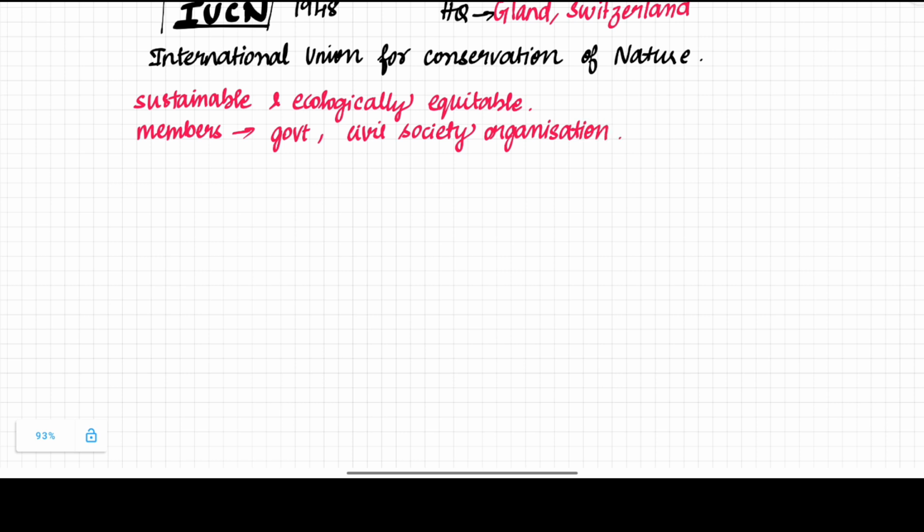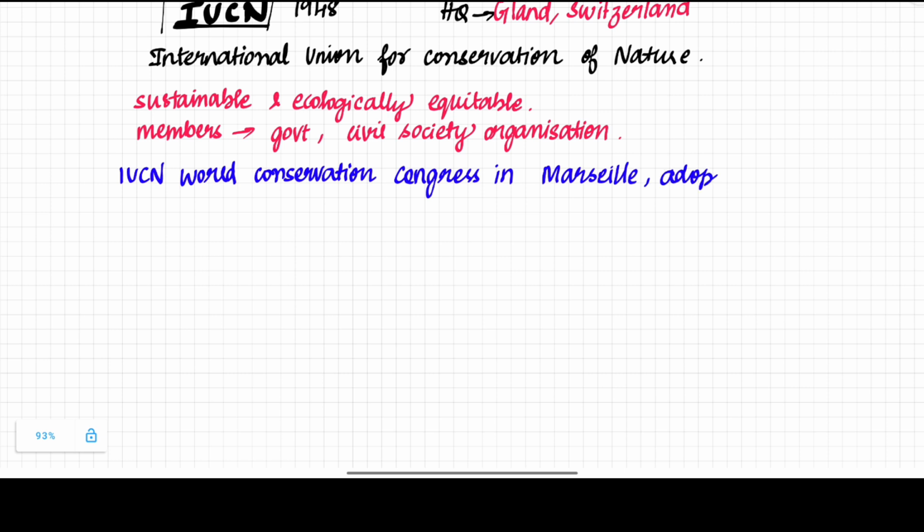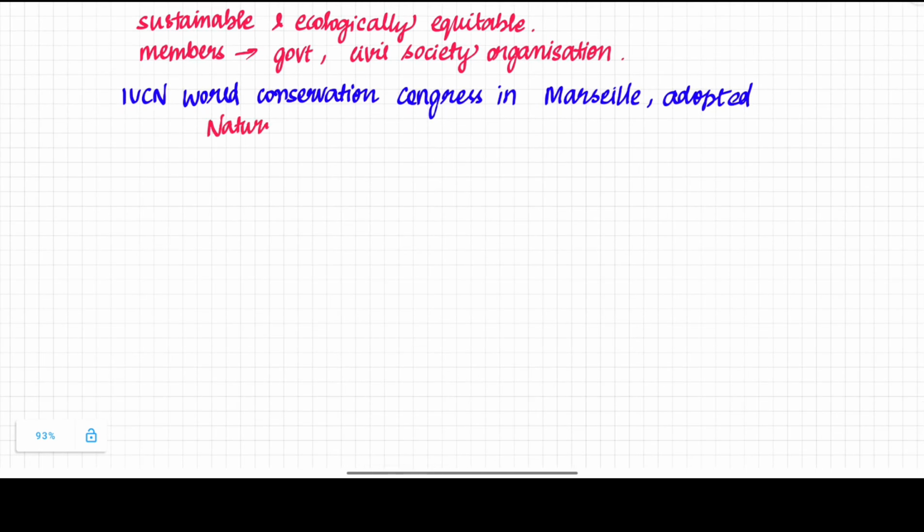Now, the IUCN World Conservation Congress in Marseille adopted, by democratic vote, the Nature 2030 IUCN program. It is a special program related to the Sustainable Development Goals. This Congress was held in Marseille, and it has adopted the Nature 2030 IUCN program.